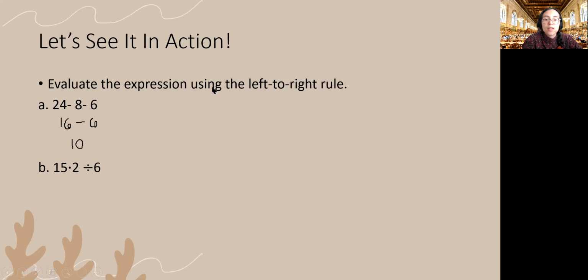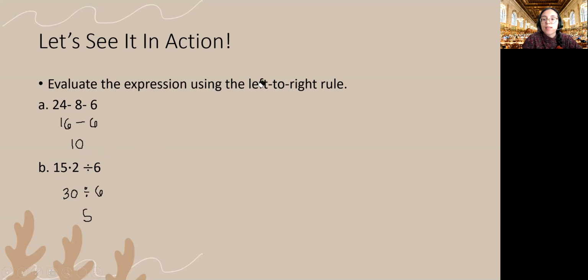Now we're going to work on the next one. We have 15 times 2 divided by 6. So we're going to work from left to right. So I'm going to do this first. 15 times 2, that's 30. Now I drop down my division sign and the 6, and now I can do this division. So 30 divided by 6 is 5. Okay, hopefully that is making sense.